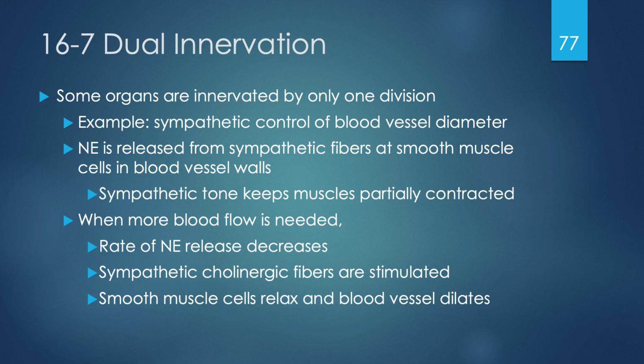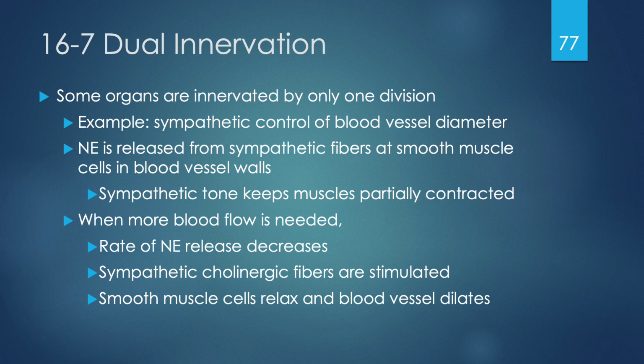So what happens is the sympathetic division can dial things back. Instead of charging things up, the sympathetic system is going to decrease the amount of norepinephrine by decreasing the rate of release. And as a result of that, the sympathetic cholinergic fibers are going to be stimulated, and the smooth muscle cells around the blood vessel walls will be able to relax. Once those smooth muscle cells relax, the blood vessel will relax too, meaning it will dilate. And so when we have that vasodilation, we have more blood flow.